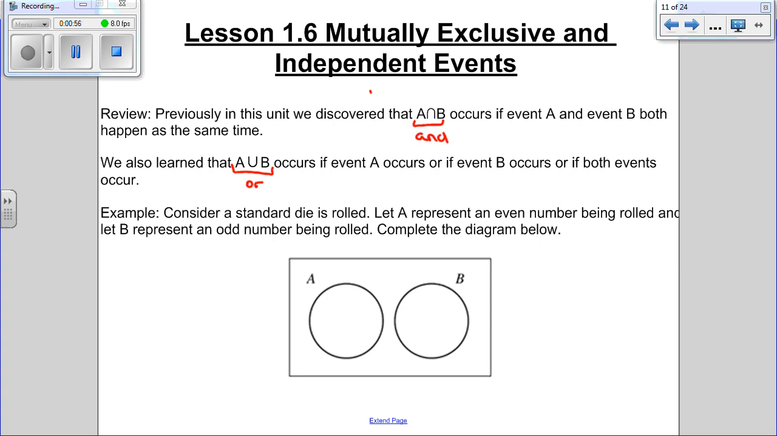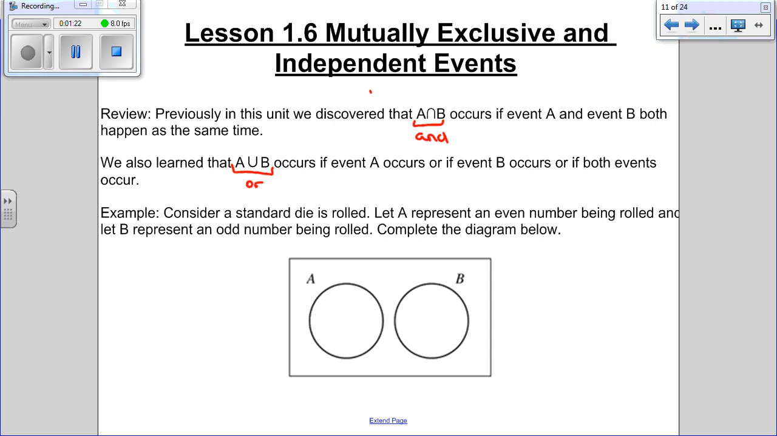We just need to remind ourselves what those things actually mean so that later when we're talking about them again, it's like, what does that symbol mean? So this is A and B. It has to be in both groups. This is A or B, so it includes everything that's in either group. Do you remember that? Good. All right. Let's start off with an example.